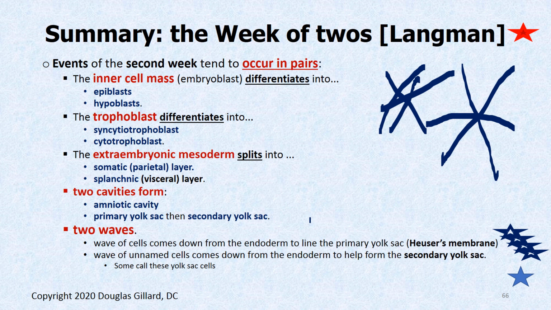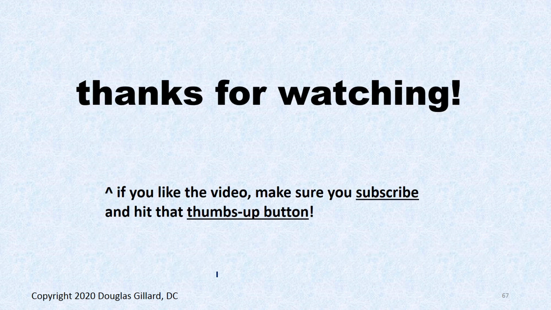And then we talked about 2 waves, mitosis turning on in the hypoblast cells, that created 2 waves and 2 new tissues called Heuser's membrane. And some unknown cells created a secondary yolk sac. We can call them yolk sac cells if you want. Some authors do call those yolk sac cells that second wave that came down and covered Heuser's membrane.